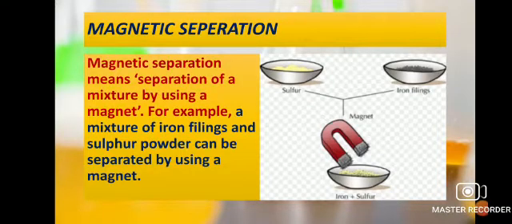Now sulfur powder is a non-magnetic material, which means it cannot be attracted by a magnet, so it is not attracted by the magnet and it remains behind. Similarly, suppose in place of this sulfur powder there is sand. A mixture of iron filings and sand can also be separated by using a magnet in a similar way.